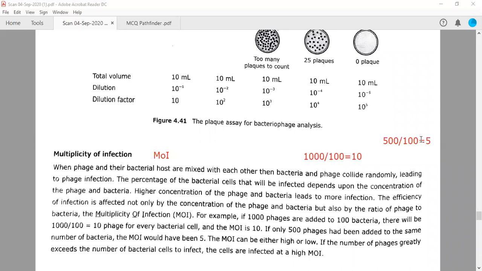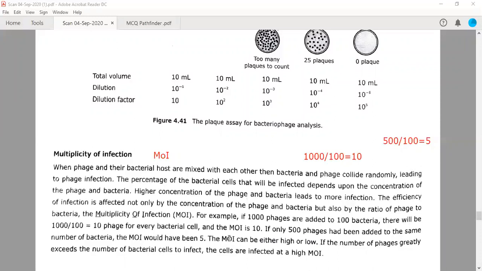So it is showing you two things. One is that this ratio is very important. The second is that the concentration is also important, because if you have a higher concentration, 1,000 phages here, then for 100 bacterial cells they have a high MOI. So the multiplicity of infection depends on this concentration, they are directly proportional, and on this ratio. The second time you got a multiplicity of infection of 5, so remember this.